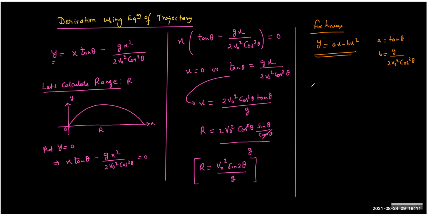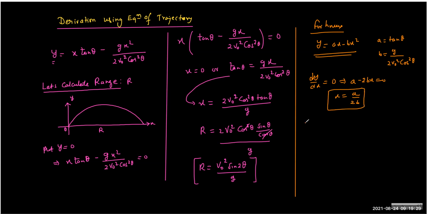So okay, you are saying the answer. What is it? If you differentiate and equate to 0, this will give you a minus 2bx equals to 0. So x is a by 2.